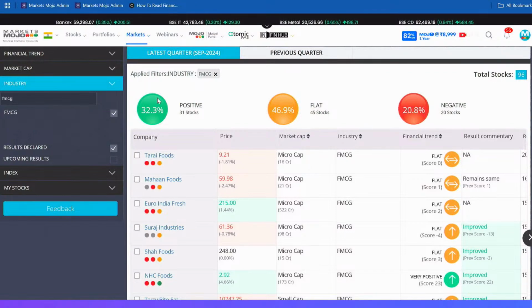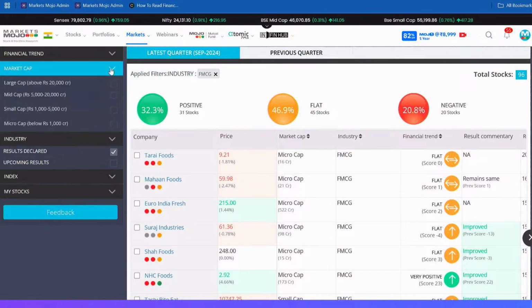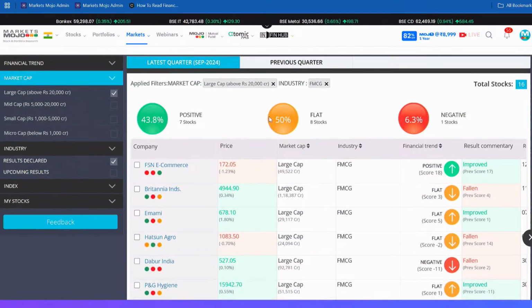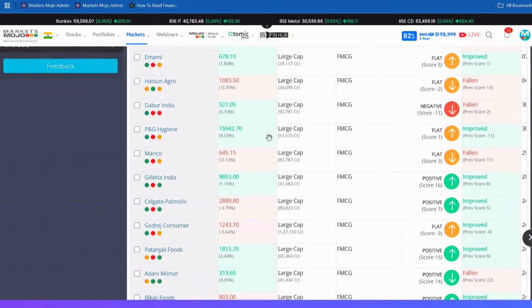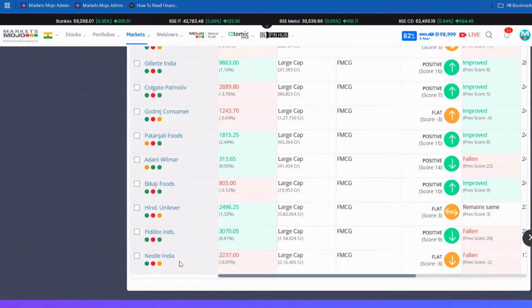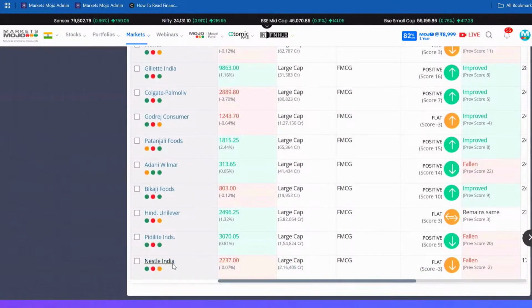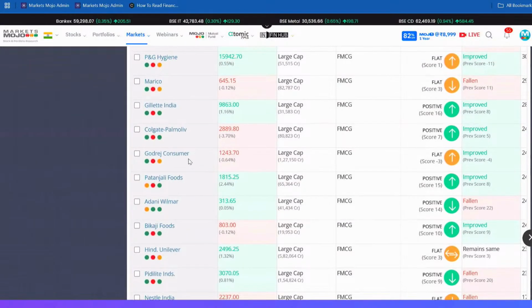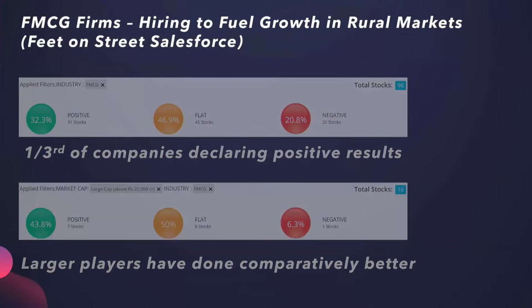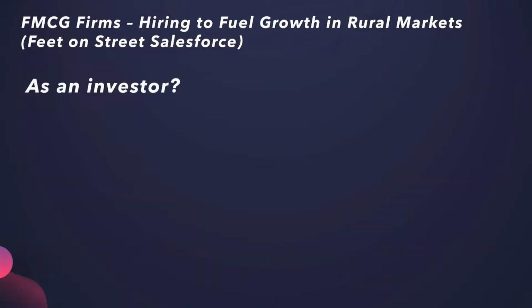Okay, now if you go ahead, I have also selected large cap over here for the main reason that it is 44%. So there's an increase in the positive performance of companies in the recent quarter, and your large caps in the FMCG have done well. And the companies the article is talking about currently are these ones. Okay, you've got to ignore some of the FMCG companies which do not have a rural presence, but something like Nestle India, Patanjali Foods, Godrej Consumer, Marico, and all of these companies within the FMCG space is what this article is talking about. As an investor, how would you approach this particular news article?